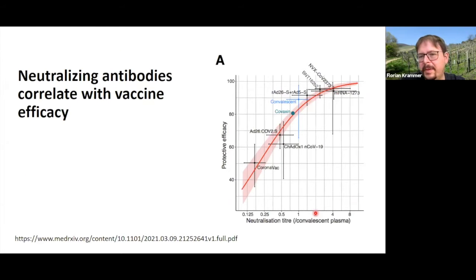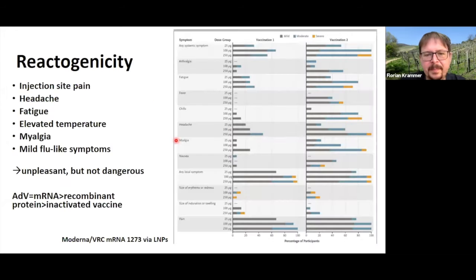And to go back to these neutralizing antibodies, it has now been shown that there is really a correlation between how much antibody is induced in the subjects and how well the vaccine works. So you can see here the mRNA vaccines are up here, and then one of the inactivated vaccines is down here, and you see it's inducing fewer antibodies, so it's also not that protective. And the more antibodies are induced, the better the vaccines seem to work.